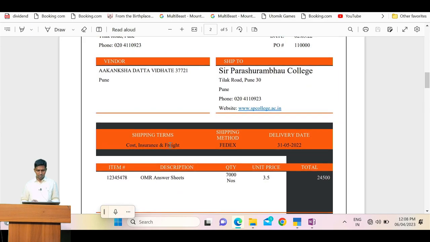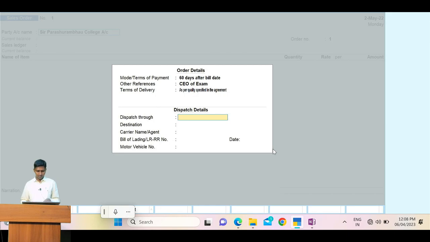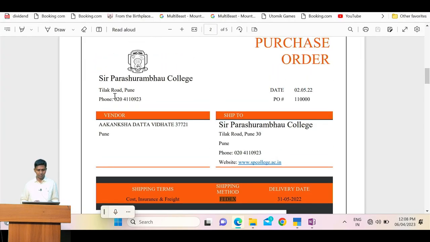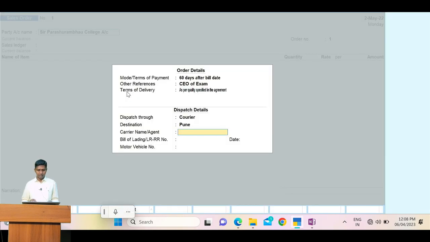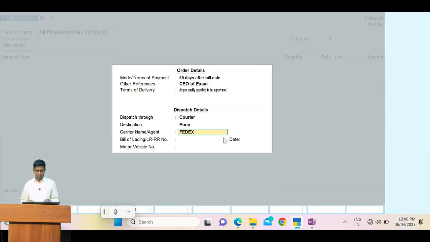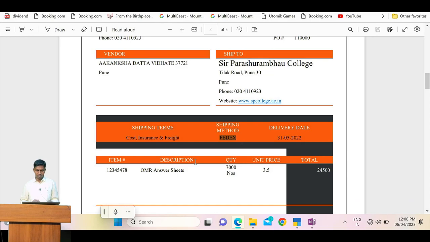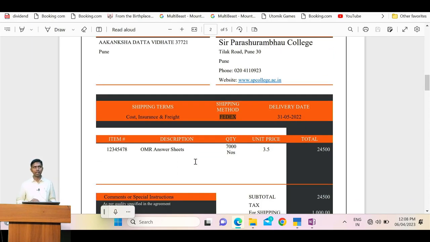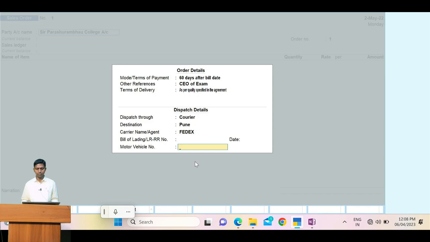Shipping terms, got it. Shipping methods, dispatch through, we will say courier. Destination: SP is in Pune, you will get that from here, yes, Pune, you can write. And then carrier name, courier name, say FedEx, Ctrl V. Then LR number, do you know LR? Not right now; while dispatching, we will write that LR number, right now we don't know. LR date, we don't know. Vehicle number, right now we don't know, just skip it.